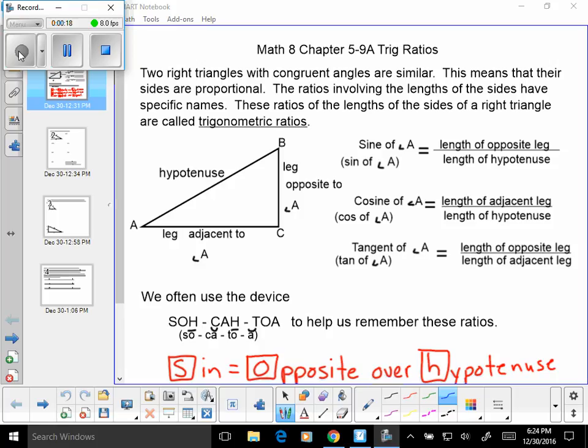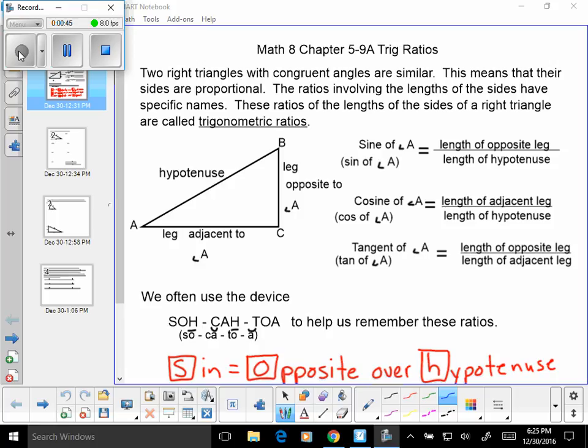First of all, for some background knowledge, two right triangles with congruent angles are considered similar. This means that their sides should be and are proportional. The ratios involving the lengths of the sides have specific names, and this only works for right triangles. These ratios of the lengths of the sides of a right triangle are called the trigonometric ratios or trig ratios.